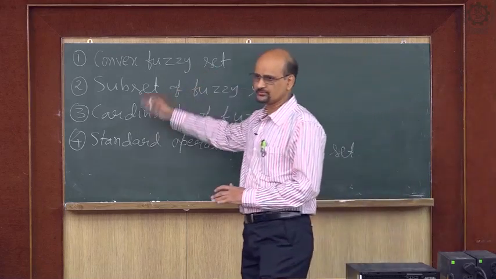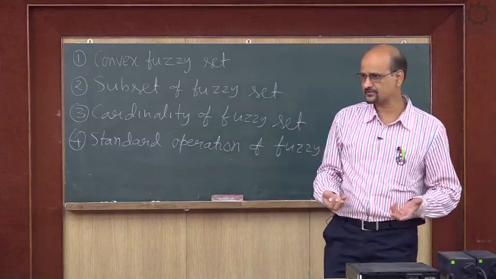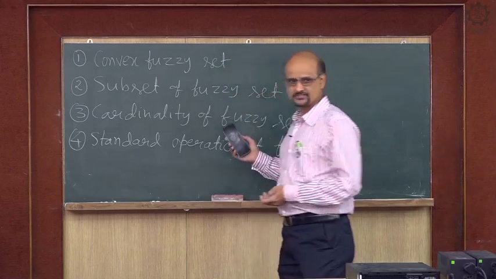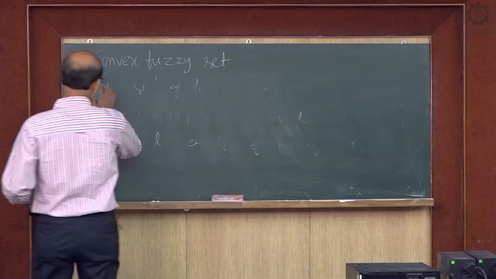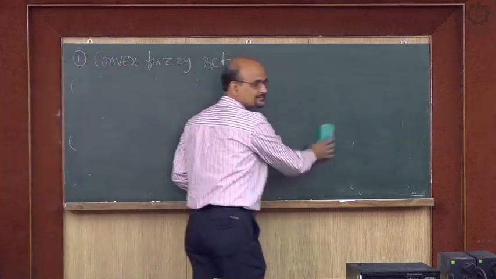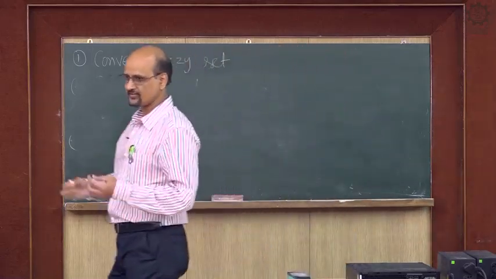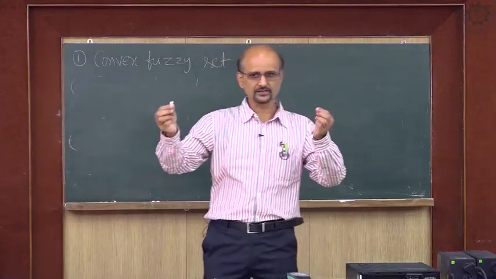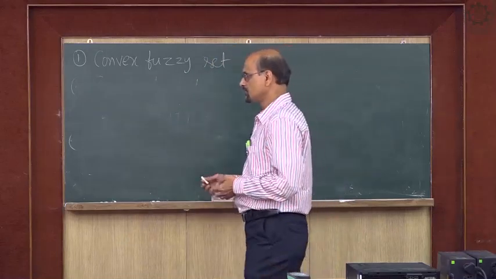And I hope you know all these with respect to your standard set theory, that is crisp set. Okay. So, let us do one by one. So, let us start with convex fuzzy set. Okay. What is a convex fuzzy set? We have already defined convex crisp set, no? And you know also what is a convex set for the crisp set theory. So, that means if I take 2 points in a set and if I join those 2 points by a straight line, then all those points should lie in that set.